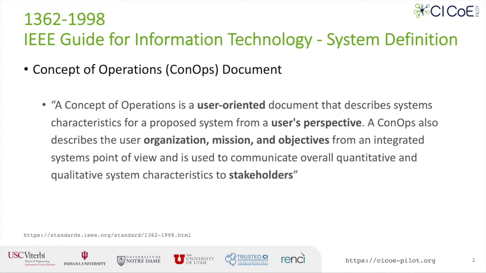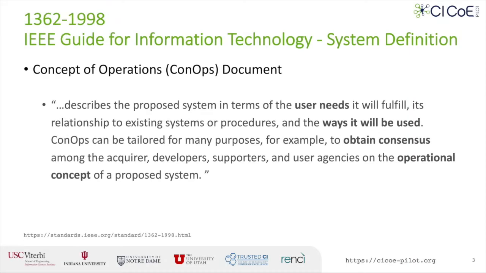One very well-known standard for how to write a very good ConOps is the IEEE standard 1362 from 1998. That standard also describes that a ConOps document should describe the proposed system in terms of the user needs it will fulfill, its relationship to existing systems or procedures, and the ways it will be used. In particular, recall that this ConOps document is tailored for user needs.